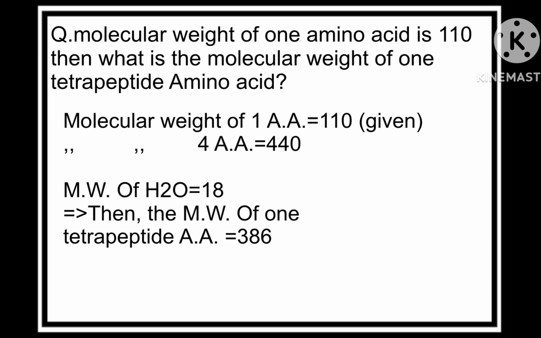Then subtract the total weight of the water molecules from the total weight of the amino acids. 440 minus 54 will be 386. So therefore the molecular weight of the tetrapeptide is 386. Answer.